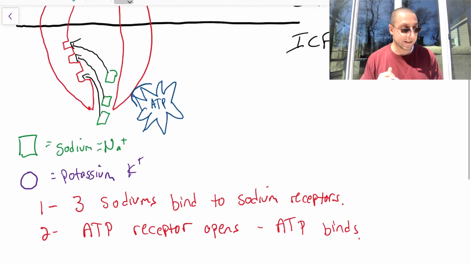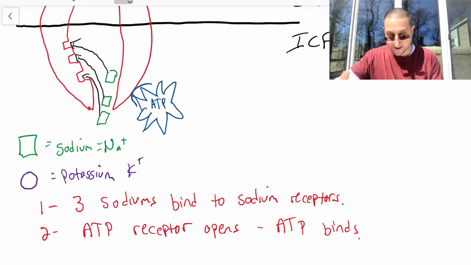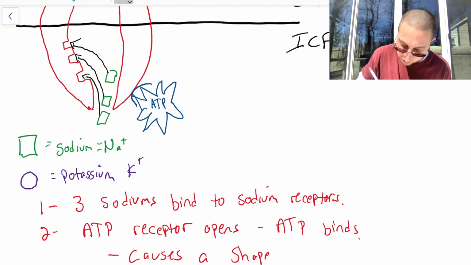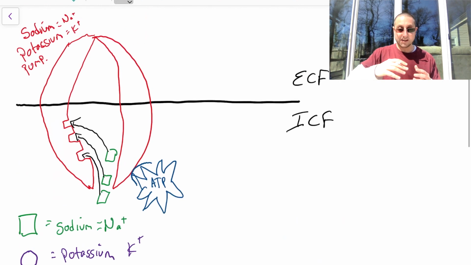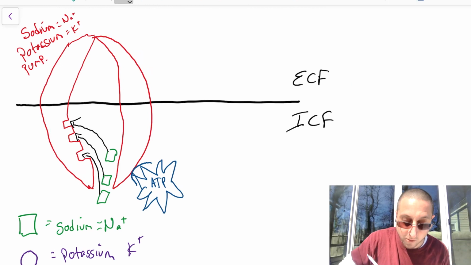Alright, so what happens is, I just want to make sure I'm following the steps here. We have the ATP bound, and what that is going to cause is a shape change. So what's going to happen? You're going to have the inside close and the outside open. And I'm going to draw that for you.